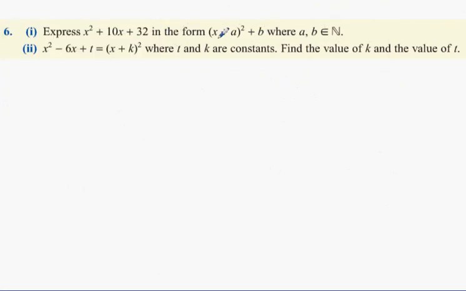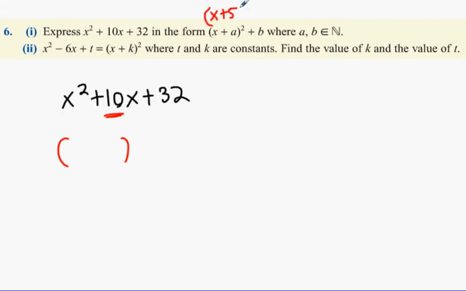Express this. Oh, this is a tough question, to be fair. Okay, we're going to be doing a bit more of this soon. When you get a question that looks like this, this is a bit random, a bit before its time, but we'll do it again. What's going to happen is you halve the number that comes in front of the x. So what's half of 10? 5. Okay, and then what you do is x plus 5 squared.